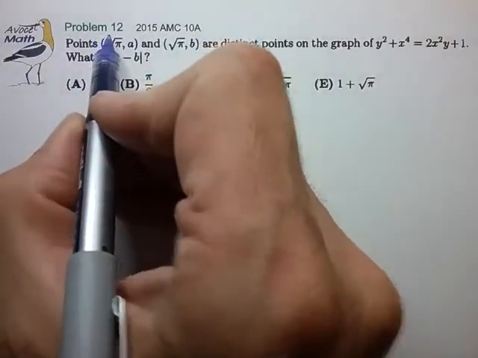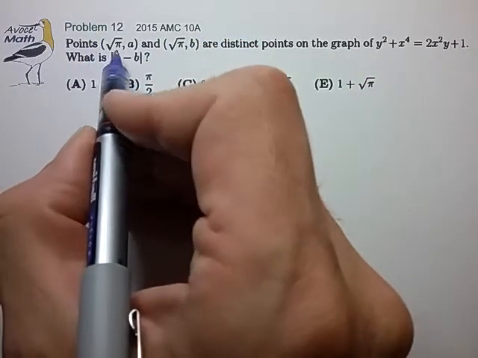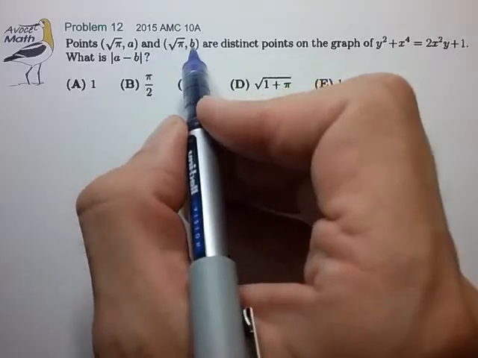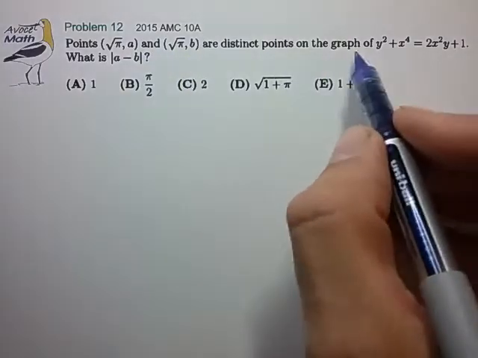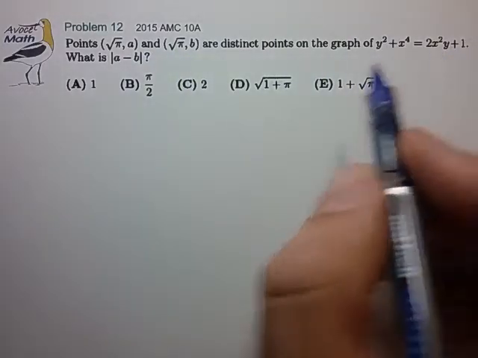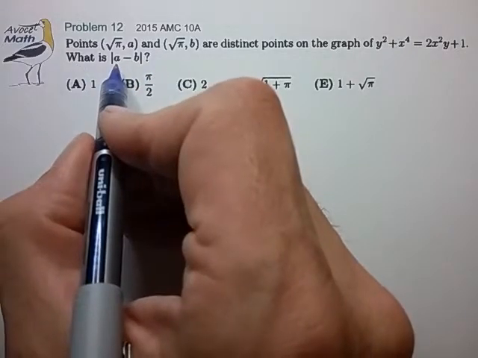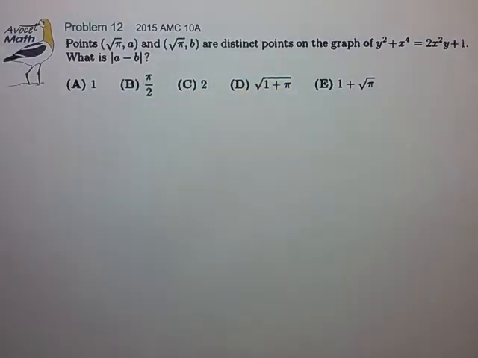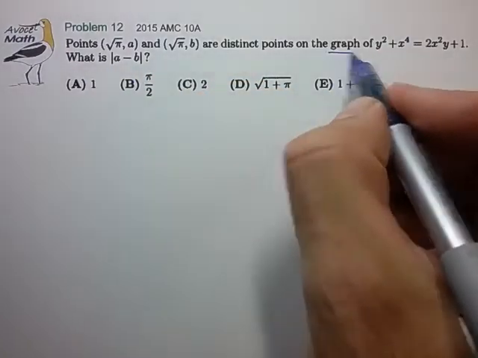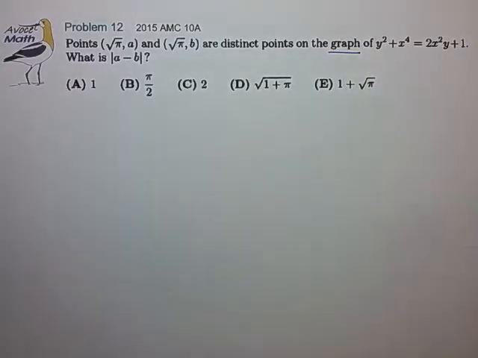Hi, this is problem 12 of the AMC 10A. Points root pi a and root pi b are distinct points on the graph of this expression. What is the absolute value of a minus b? So they mention graph here, but I'm not even sure how to graph this thing yet.